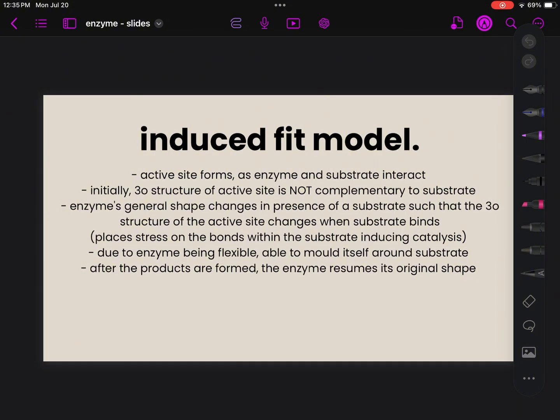An active site forms as an enzyme and substrate interact. Initially, the tertiary structure of the active site is not complementary to the substrate. The enzyme's general shape changes in the presence of a substrate, such that the tertiary structure of the active site changes when the substrate binds. This places stress on the bonds within the substrate, inducing catalysis. Due to the enzyme being flexible, it is able to mold itself around the substrate, and after the products are formed, the enzyme will resume its original shape.